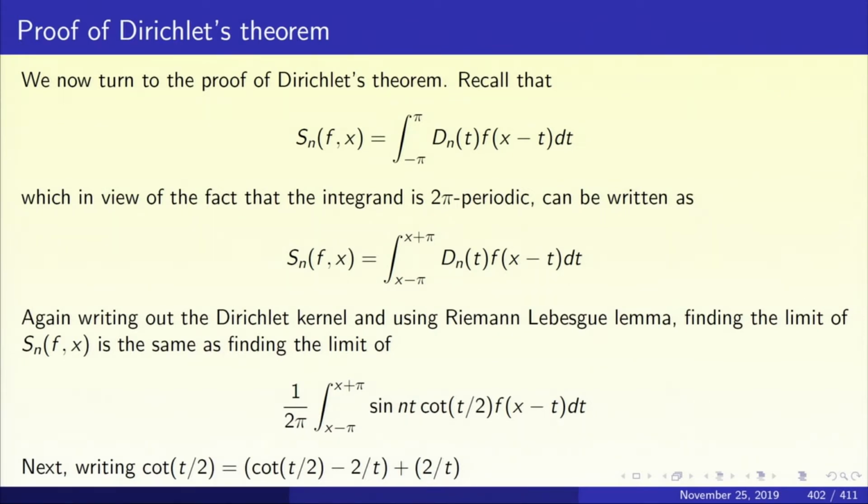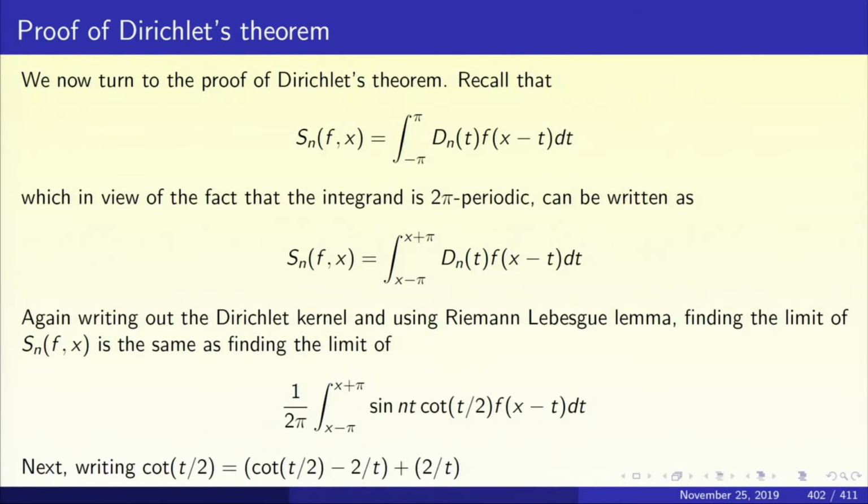So cot(t/2) behaves like 2 upon t. So add and subtract 2 upon t. So cot(t/2) is cot(t/2) minus 2 upon t plus 2 upon t. But cot(t/2) minus 2 upon t is a continuous function. It has a limit as t goes to 0, so define its value at 0 to be this limit, and it becomes continuous. So in the last integral, if I replace cot(t/2) by cot(t/2) minus 2 by t, then the Riemann-Lebesgue lemma applies and it goes to 0.